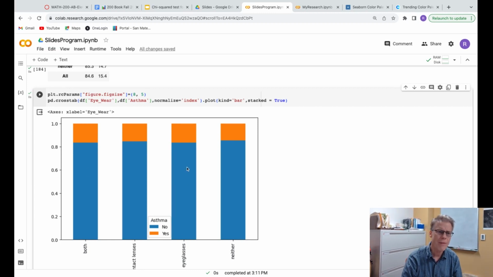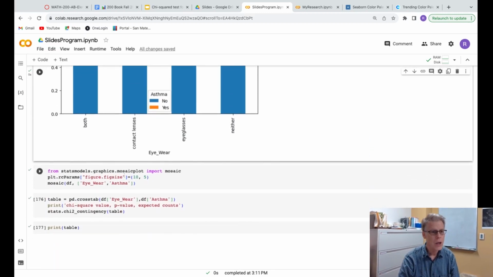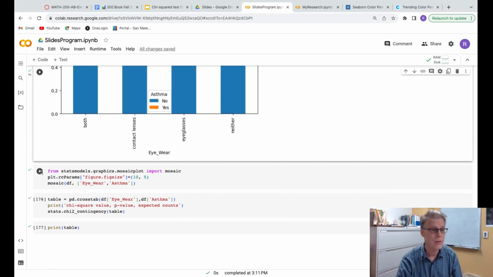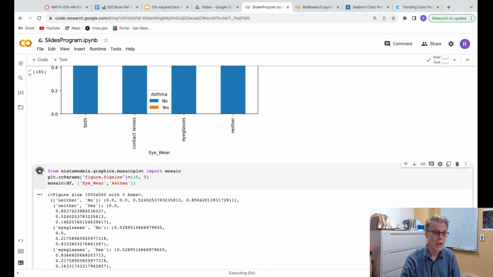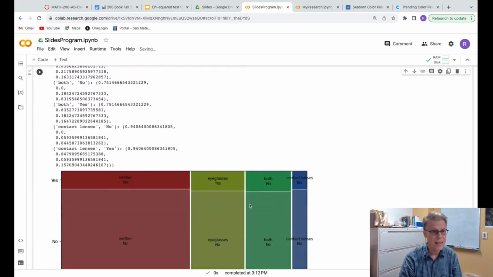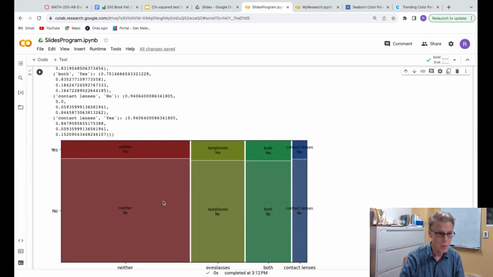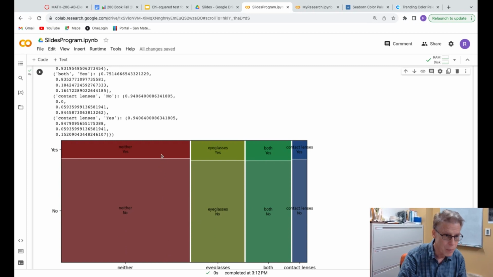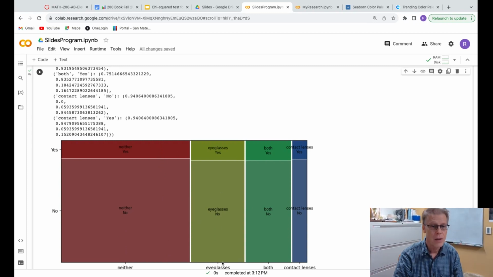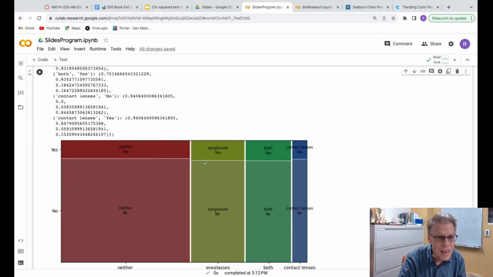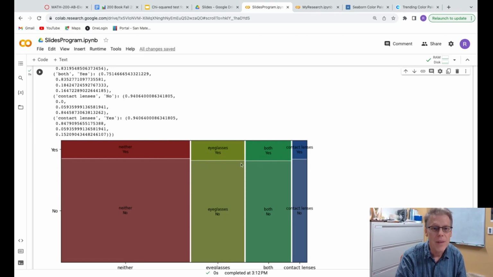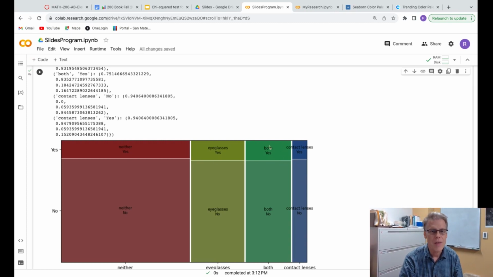So this graph is very similar to a very common way to visualize this stuff called a mosaic plot. And what a mosaic plot does is it not only gives you the proportion of no's all the way up to then the proportions of yeses stacked on top of that, so for each of these categories, and you can see that this is a little bit lower than that. These are virtually equal, and this is a little bit higher than that. So thinking of the proportion of yeses, it's a little bit higher in the eyeglass category and a little bit lower in the contact and neither categories.